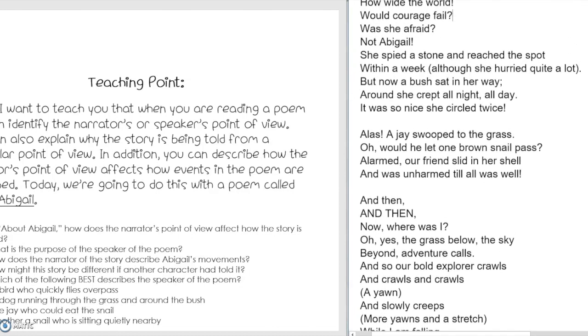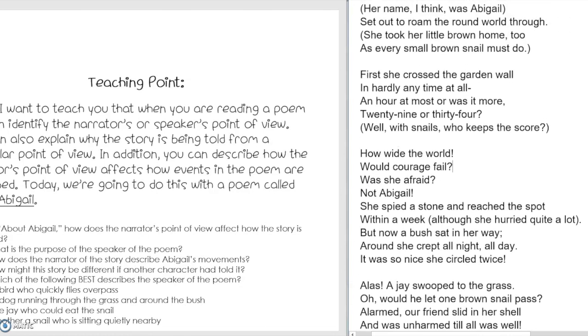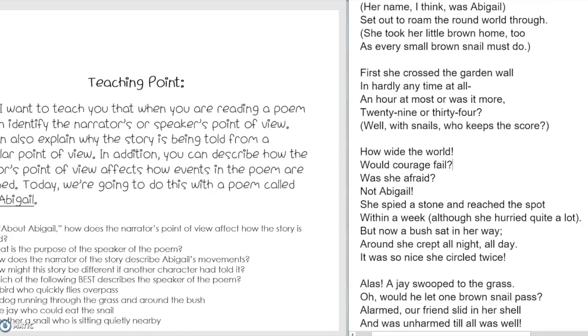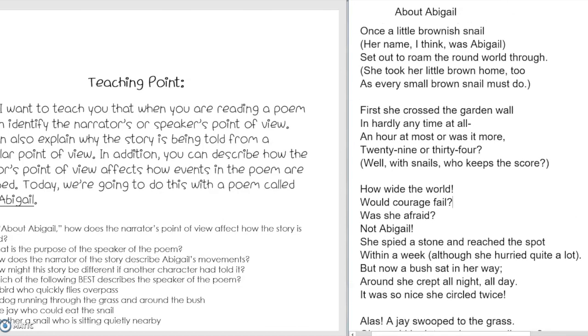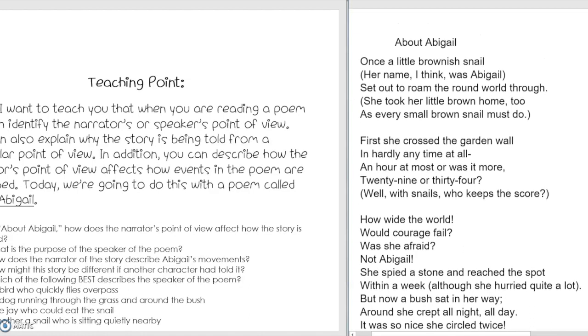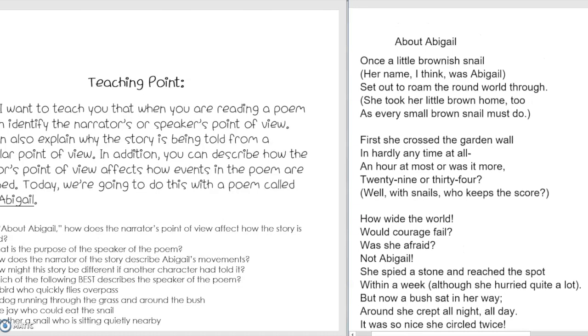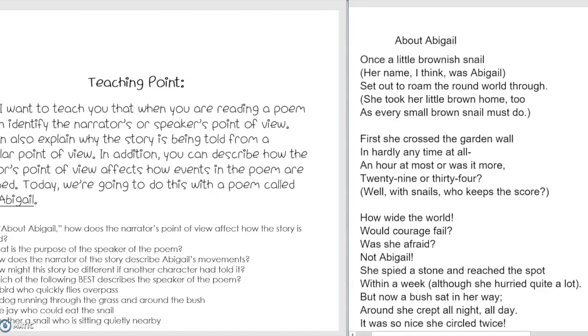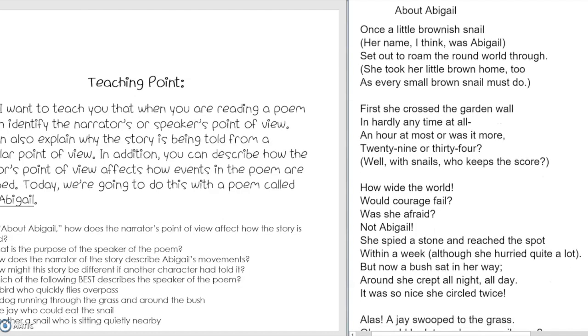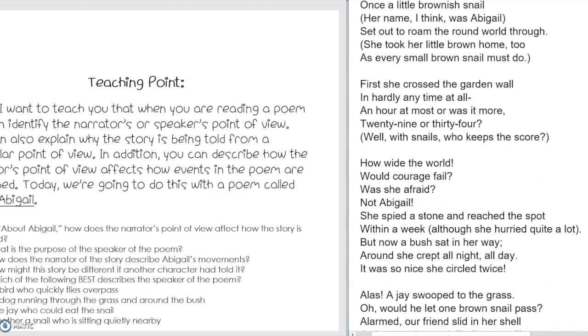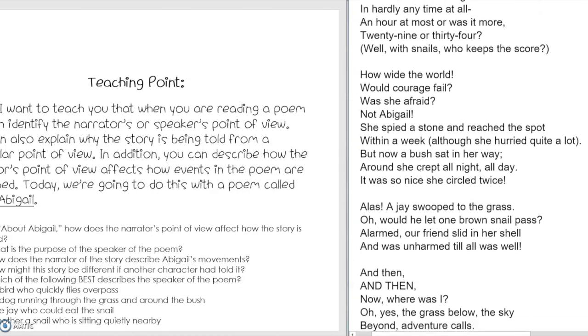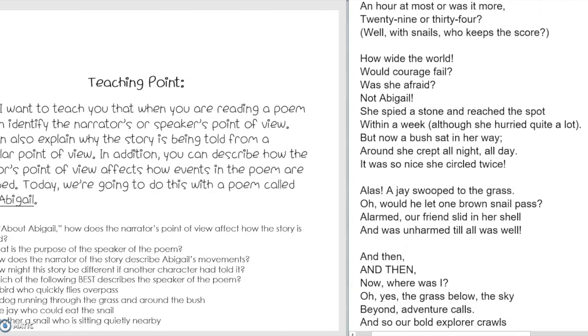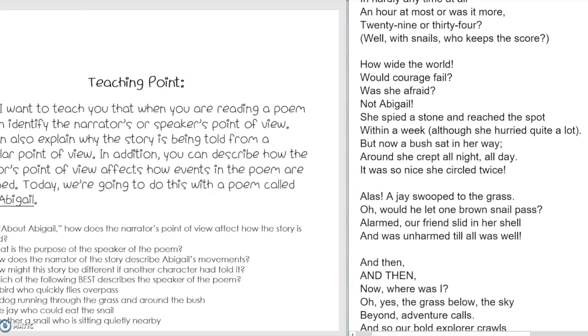So, boys and girls, the first question we want to ask ourselves is, how does the narrator's point of view affect how this story is told? Well, clearly, this is someone or something that is watching Abigail, someone that's been around for a lot of her journey. So then we're going to look at what is the purpose of the speaker of this poem. And it seems that the purpose is to share Abigail's journey, to tell us what she was going through, to tell us about her adventure, and to tell us a little bit about her determination.